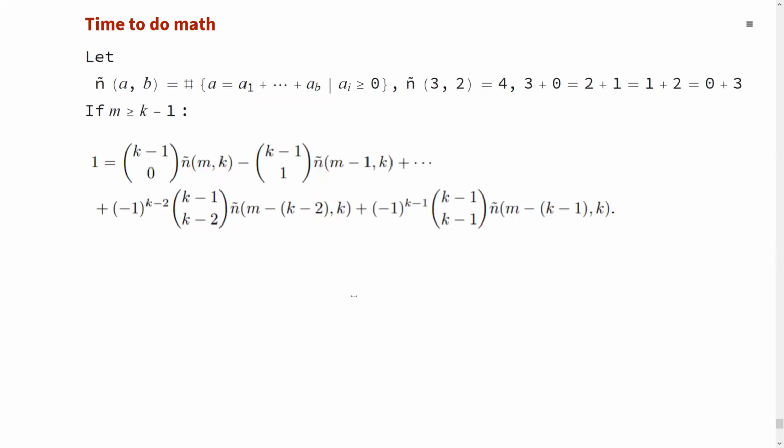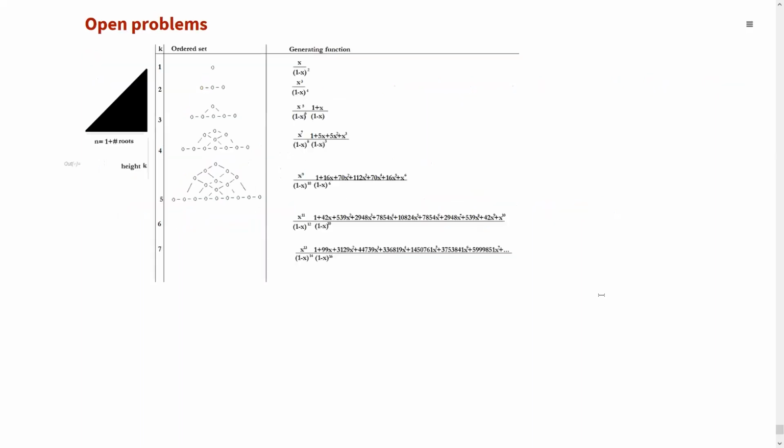Another identity that we found is that you define this symbol as the number of ways to write A as a sum of B numbers so that each one is greater or equal to 0. For example, n of 3,2 is the number of ways that you can write 3 as the sum of two numbers where they are greater or equal to 0. Then the function n satisfies the following identity. So these are results of the theory that we built after obtaining the evidence from Mathematica.